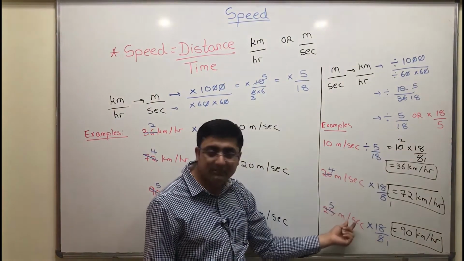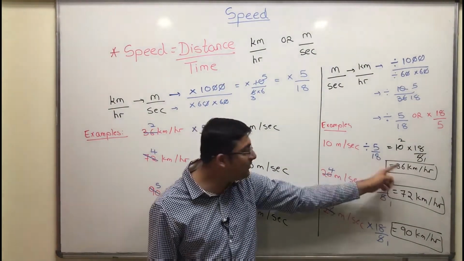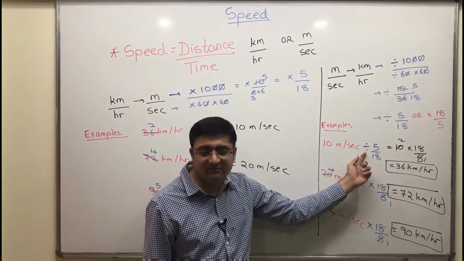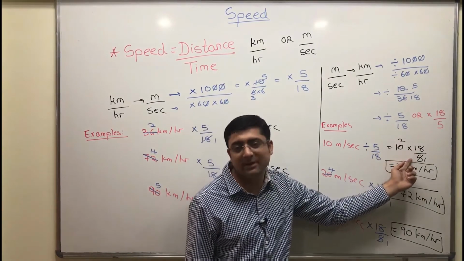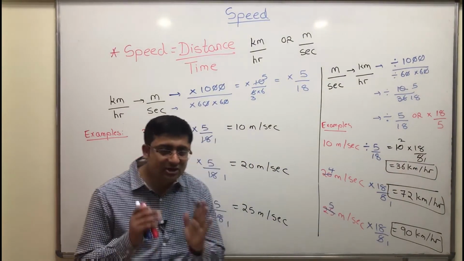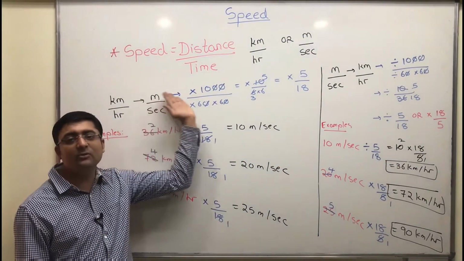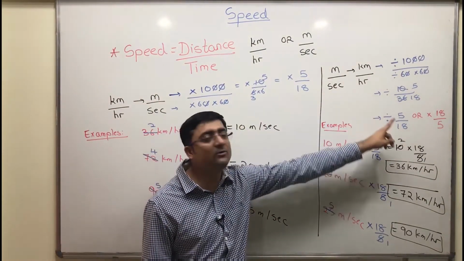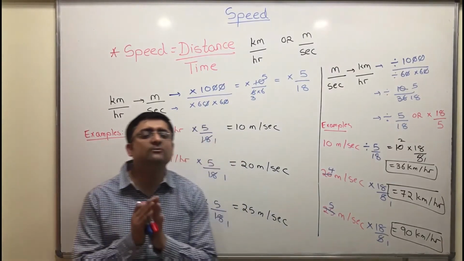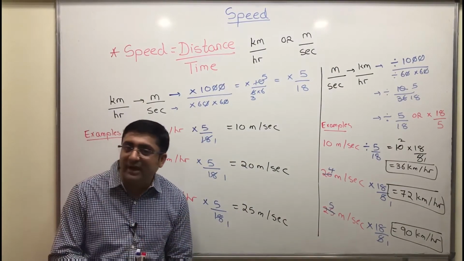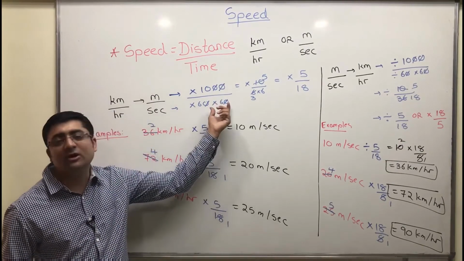So whenever you're going from meter per second to kilometer per hour, just multiply by 18 by 5. As you can see, meter per second, I want the answer in kilometer per hour. So just multiply by 18 by 5. You may also divide by 5 by 18, but then again you're basically multiplying by 18 by 5. So the easiest is just multiply by 18 by 5. So remember guys, kilometer per hour to meter per second, into 5 by 18. Meter per second to kilometer per hour, into 18 by 5. There should be no confusion.